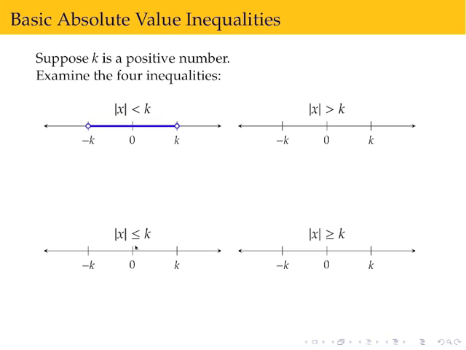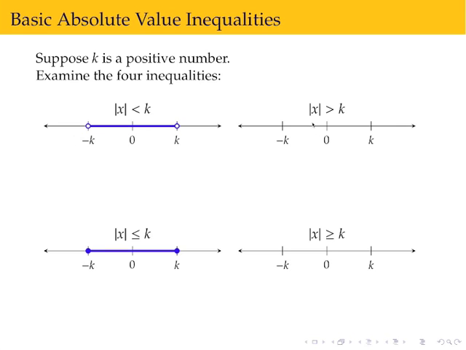If we look at the next inequality, that is less than or equal to, the graph is very similar, but it does include those endpoints. So remember that the open circle on your endpoint indicates it goes right up to k but does not include that actual number, whereas here we go right up to and including k.